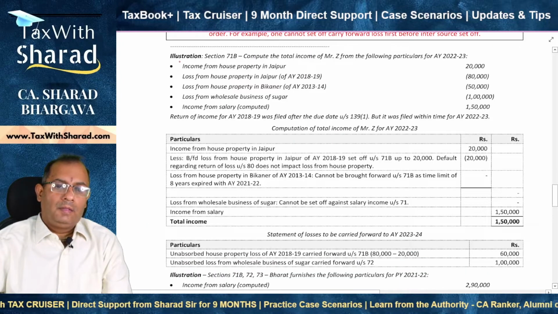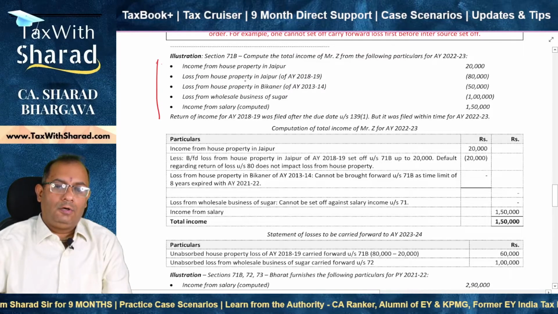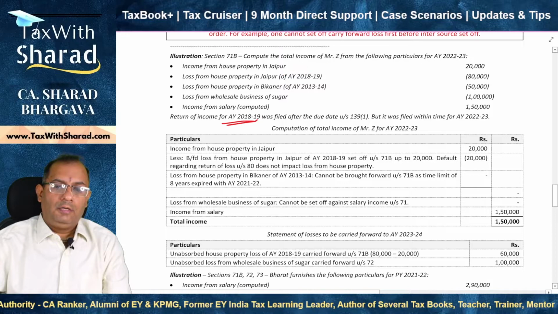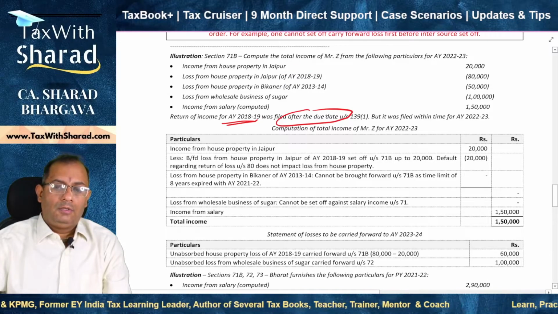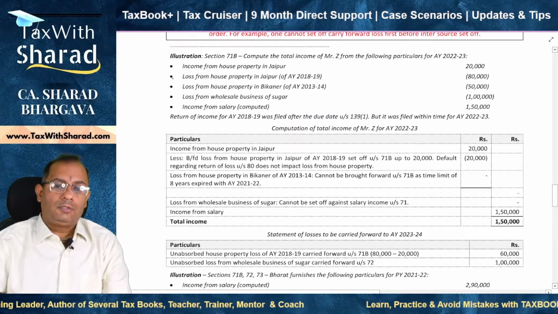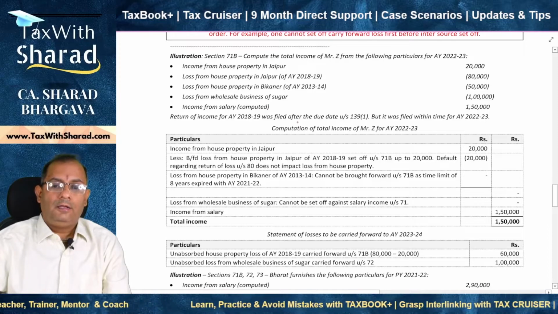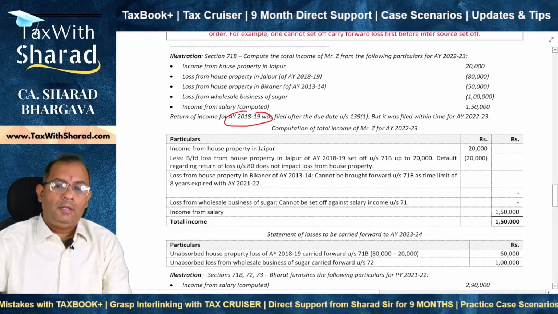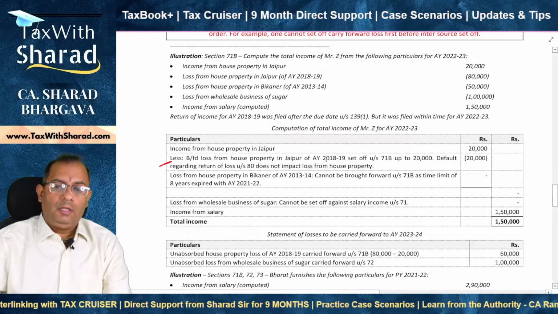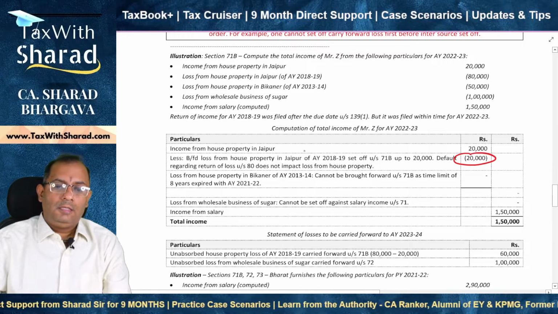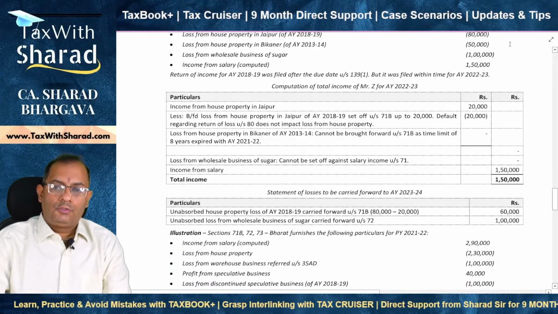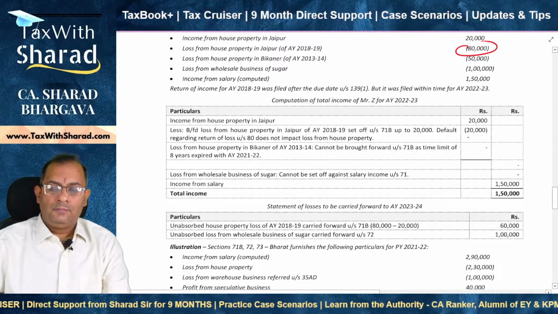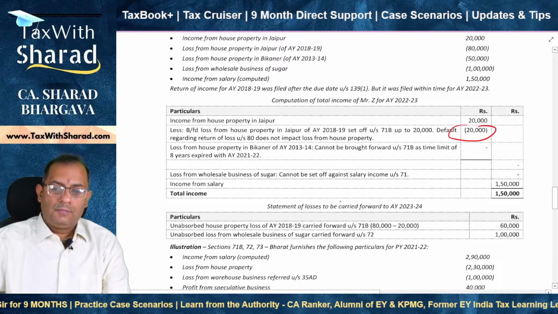Let's look at an example. In this example, as you can see, there is a loss from house property in Jaipur of assessment year 2018-19, and the return of income for such assessment year was filed after the due date. So what is the impact? The impact is that since it is a loss from house property, the restriction of filing return of loss within the due date doesn't apply. So even if for this assessment year the return was filed after the due date, you can bring forward the loss from house property in the current year, and then you can set it off against income from house property of the current year. So the loss from house property which has been brought forward is 80,000, and then you set off 20,000, and the balance 60,000 you can carry forward to the subsequent year.